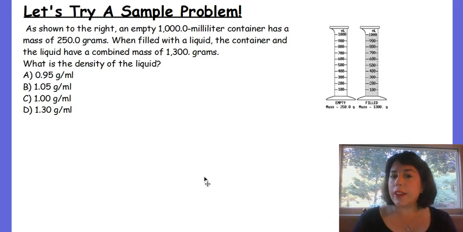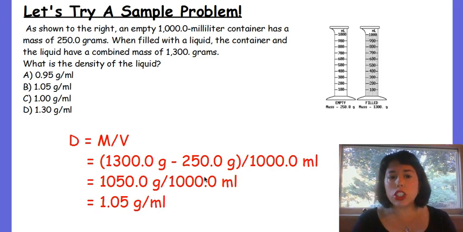So shown to the right, we have an empty 1,000 milliliter container that has a mass of 250 grams. When filled with a liquid, the container and the liquid have a combined mass of 1,300 grams. What's the density of this liquid? Take a moment to solve it out. Pause it. I'm going to keep going. This is the solution to it. So the answer is actually going to be B.